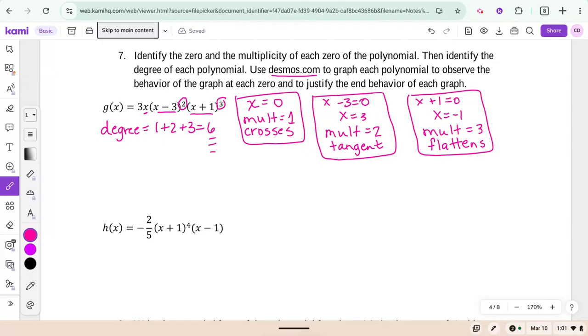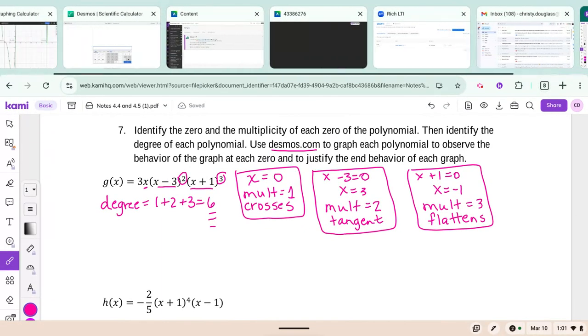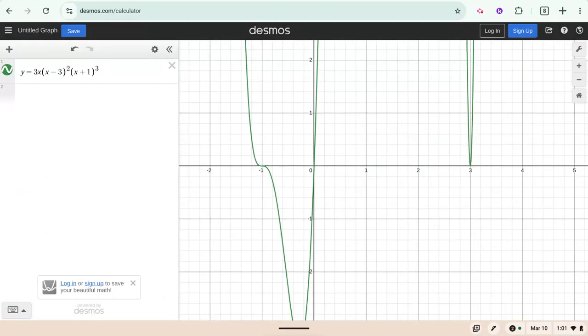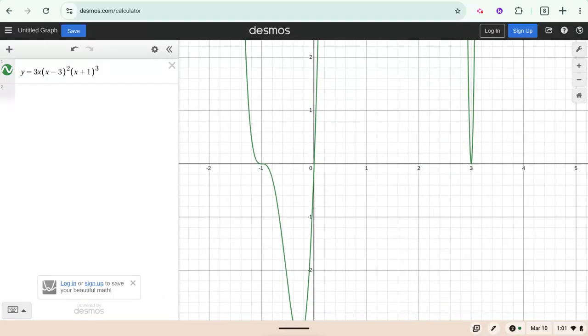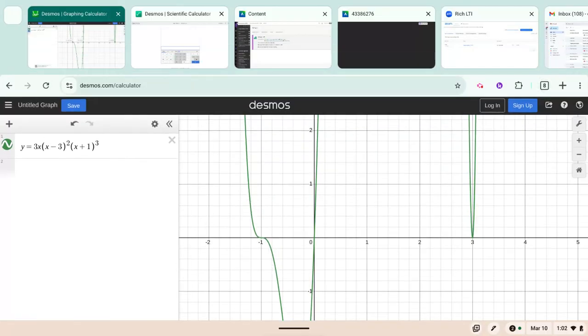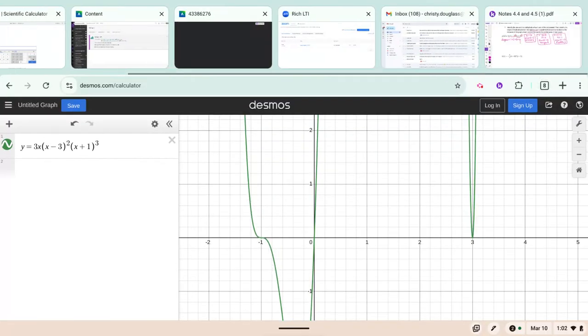Now, I didn't say anything about end behavior, so let me go back and look at the end behavior of that graph. It looks like the ends are going to be both pointing up, and that makes sense to me since this is an even degreed function. It's degree 6, that's an even number, so we know both ends will point in the same direction, and the leading coefficient is positive, so that all adds up.